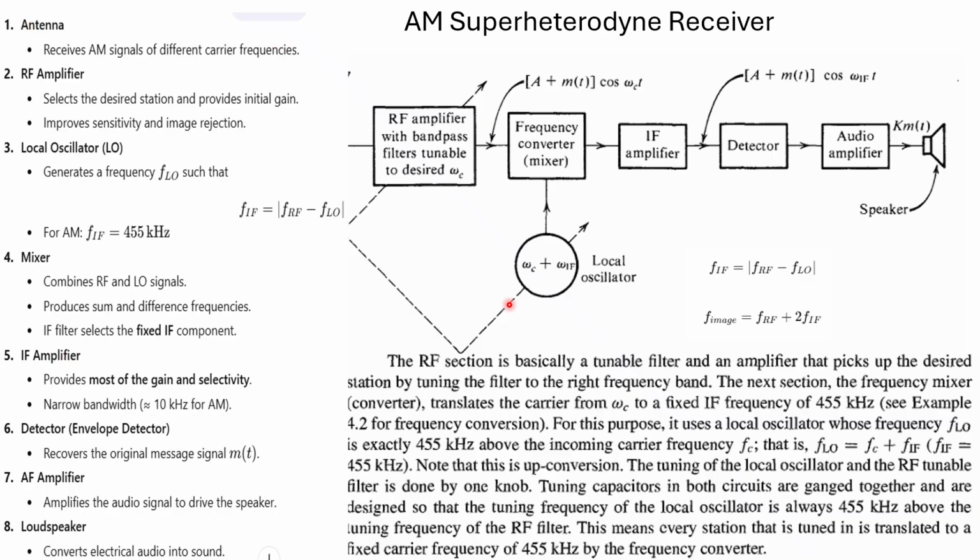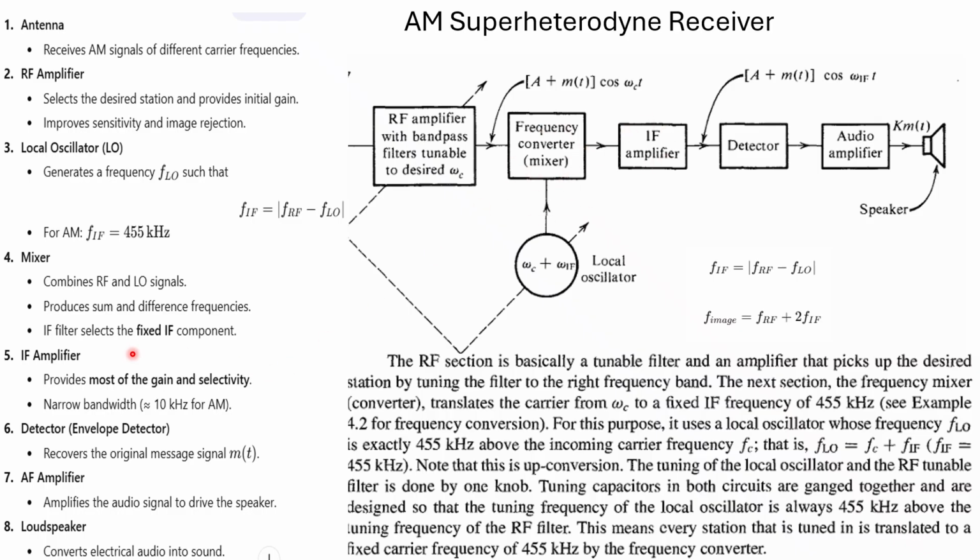So the antenna is there, right? That is for detection only. And then the RF amplifier is there. Then the local oscillator is there, right? And with the help of that only, you can create your intermediate frequency. Always remember the IF is fixed at 455 kilohertz, only for the amplitude modulation superheterodyne receiver. The mixer is there, right?